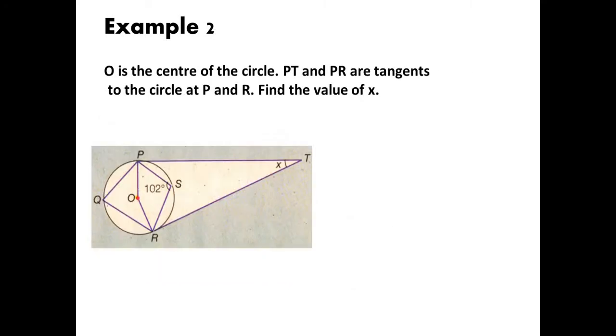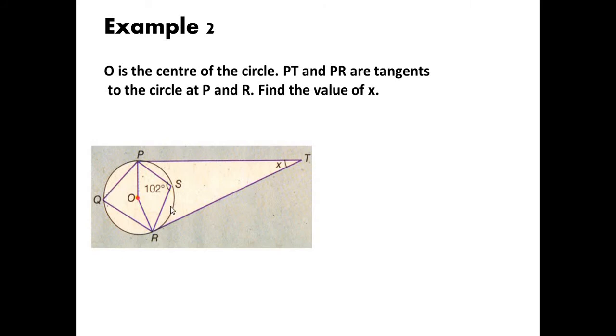Example 2. O is the center of the circle. PT and PR are tangents to the circle. Find the value of X. Okay, before that, we have to do some working. Try to analyze.